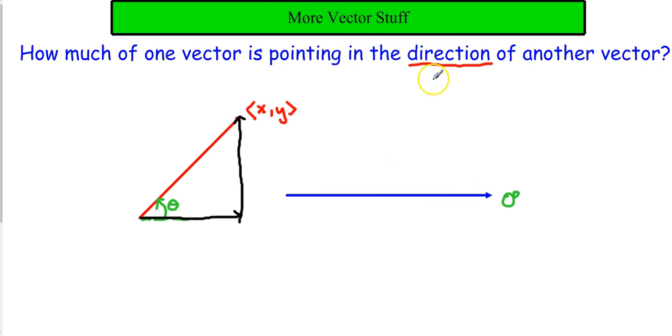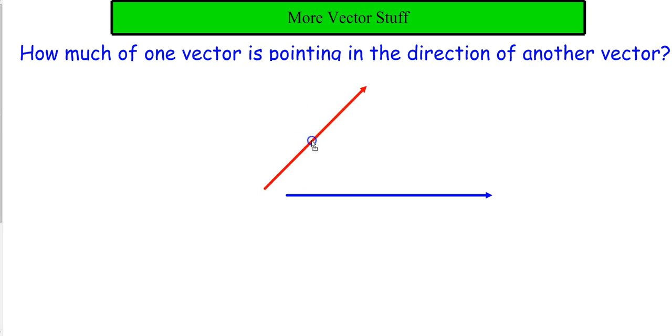So going back to our original question, how much of one vector is pointing in the direction of another? We want to take into consideration that any vector that's not perfectly vertical or horizontal is going to have an x and a y component, and that's what we want to look at. So let's look at this from that perspective. I take my red vector, and we want to plot those essentially from the same initial point. And when we do that, we've got something that looks like this.